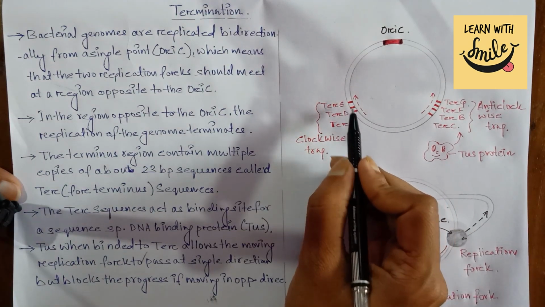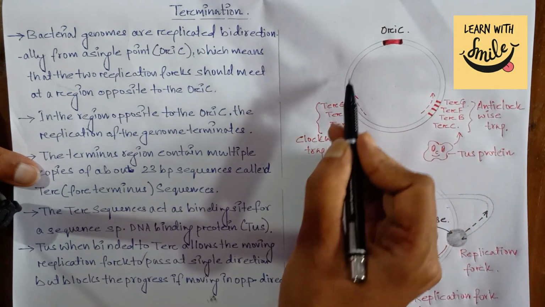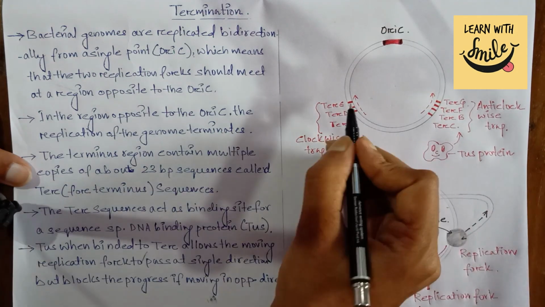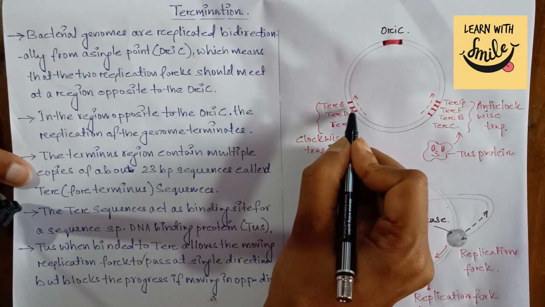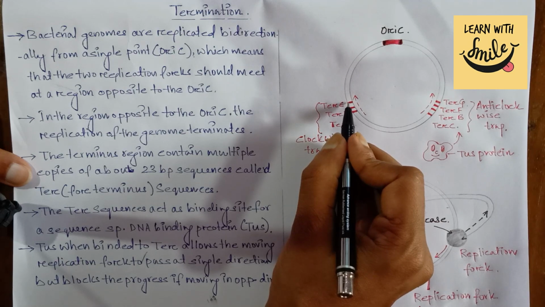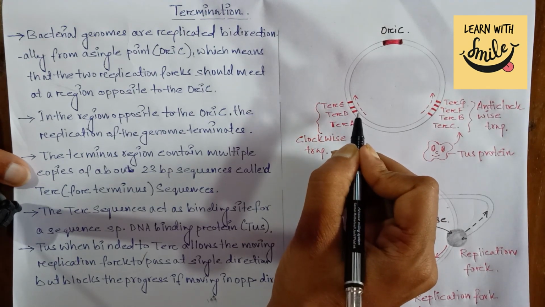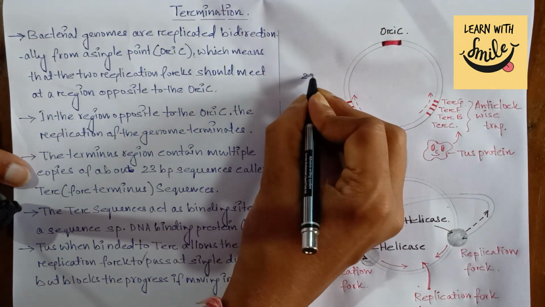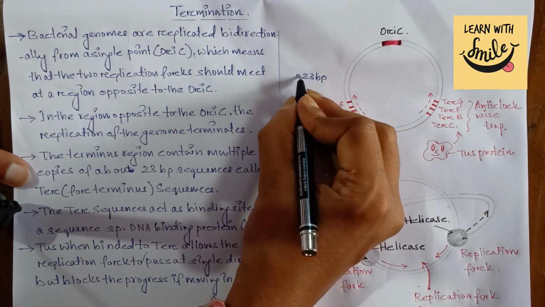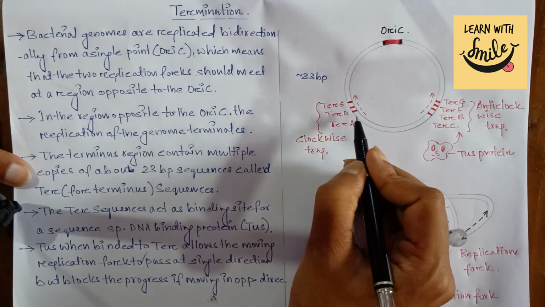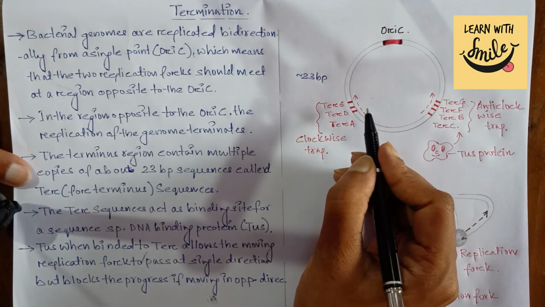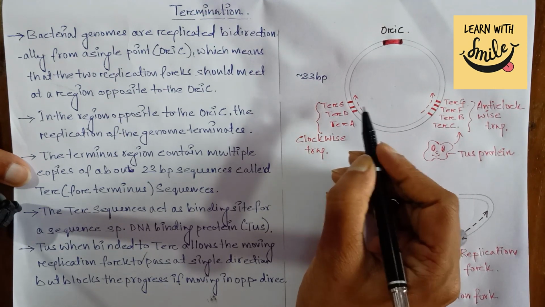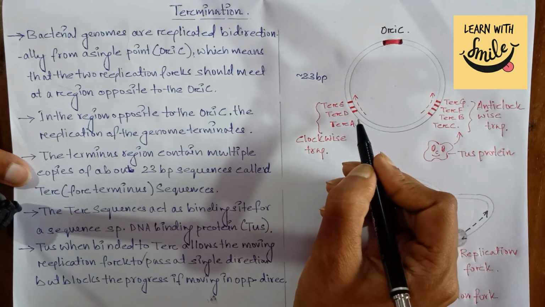As you can see in the diagram, which is a very schematic diagram of the circular DNA of E. coli, I have marked certain regions in red. These red marked regions are repetitive sequences made up of approximately 23 base pairs. These repetitive sequences are known as the ter sequences or terminus sequences. And we have seven such units of repetitive sequences.